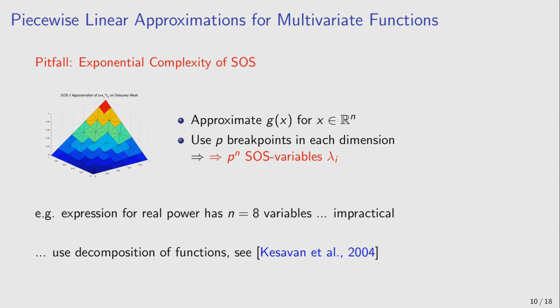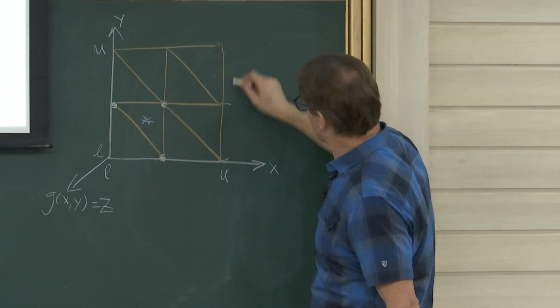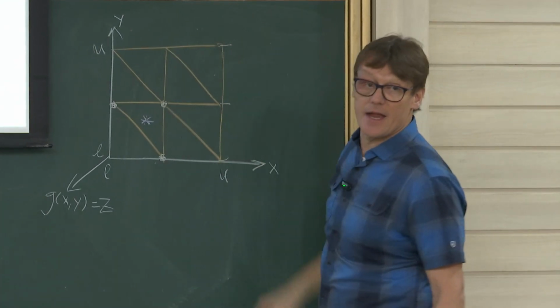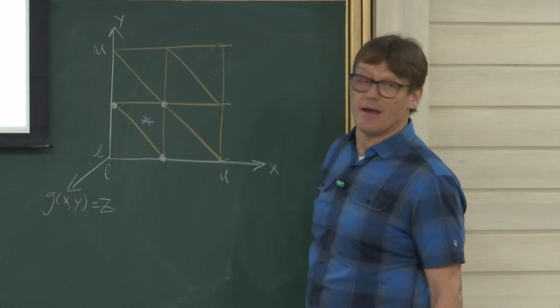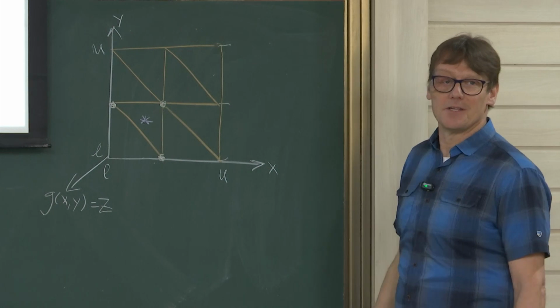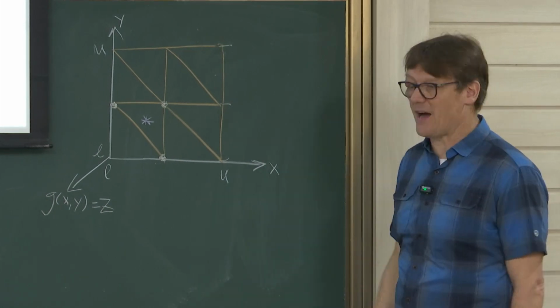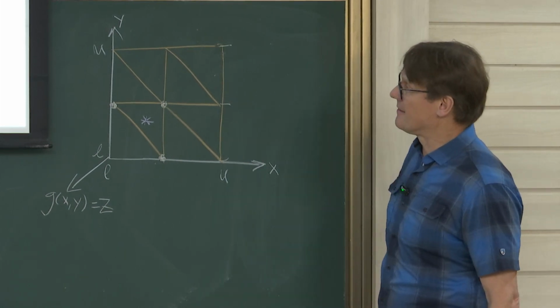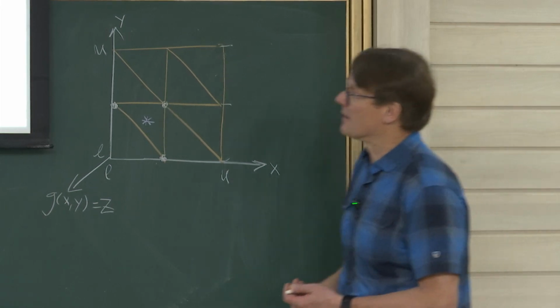There's one pitfall, and that is that if you drive n, the number of dimensions, too large, you're going to need p to the n special ordered set variables. So p is the number of discretization points in each dimension that you take. Here I've only had 3, but this is a very, very coarse approximation. So you really want something much, much finer to get a good approximation of your function.